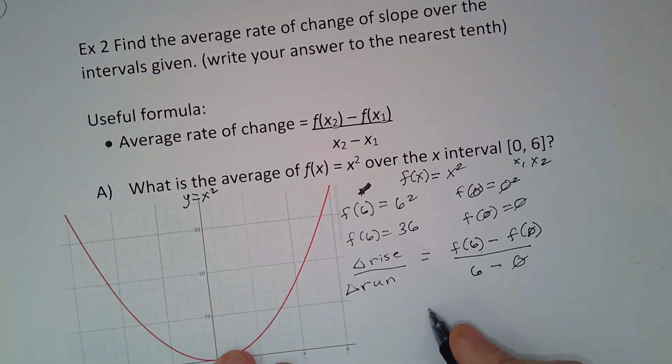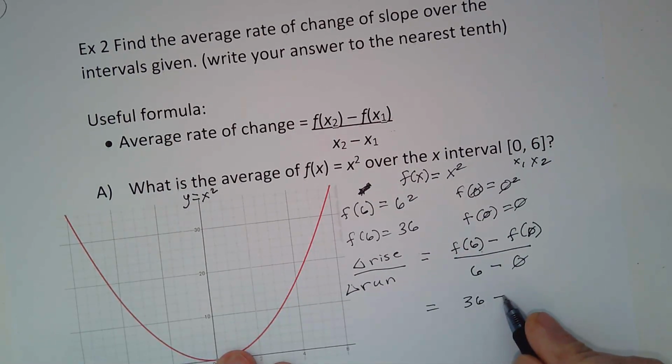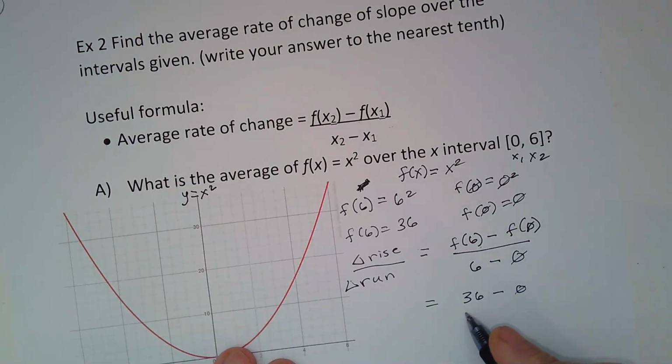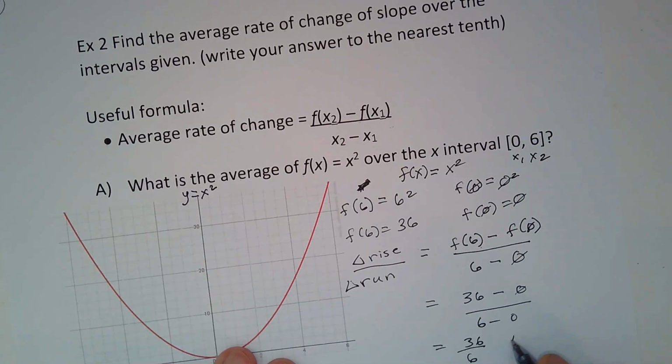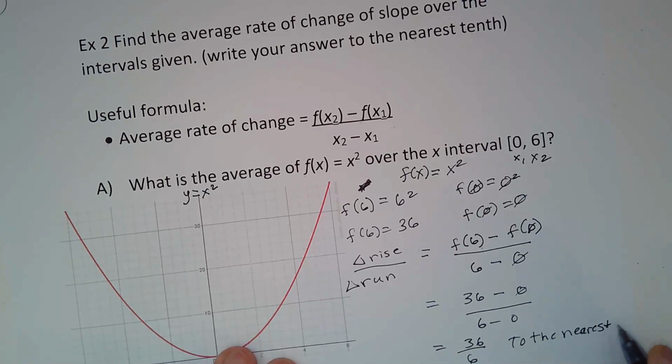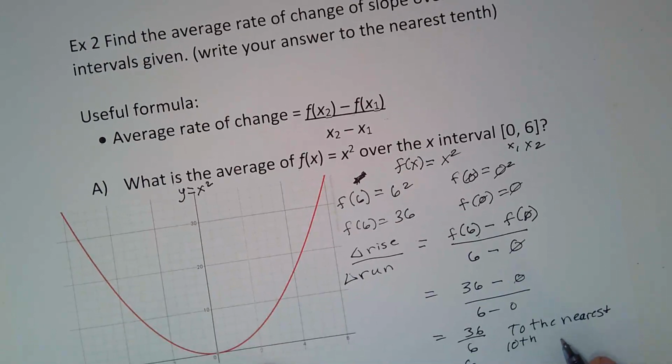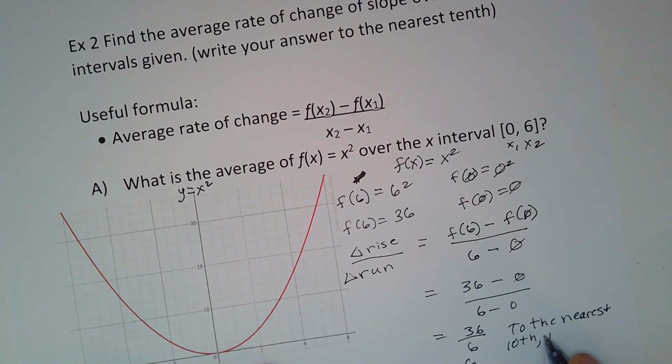And then, of course, this simplifies into 36 minus 0, because we said f of 6 is 36, f of 0 is 0, over the inputs of 6 minus 0. And that, of course, equals 36 over 6, which equals 6. So, to the nearest tenth, the average rate of change is 6.